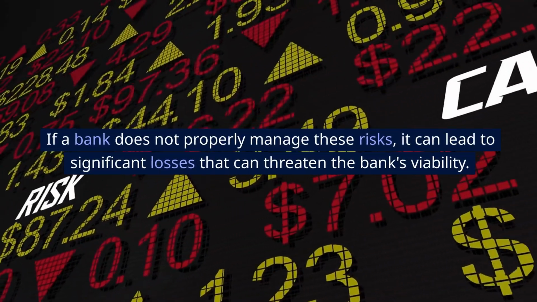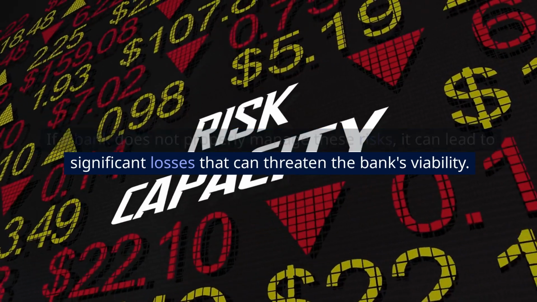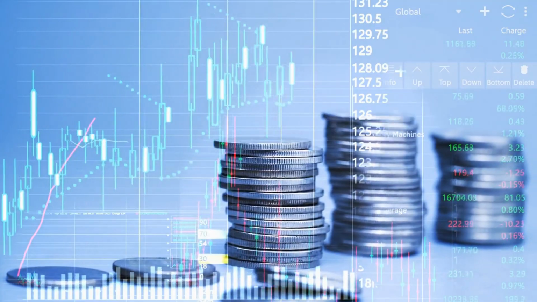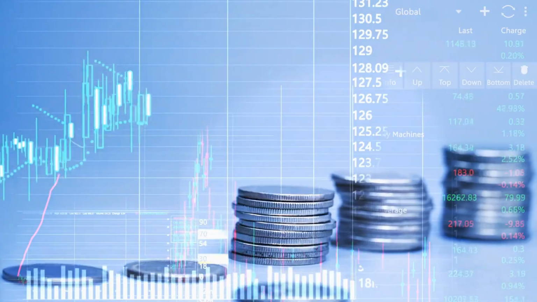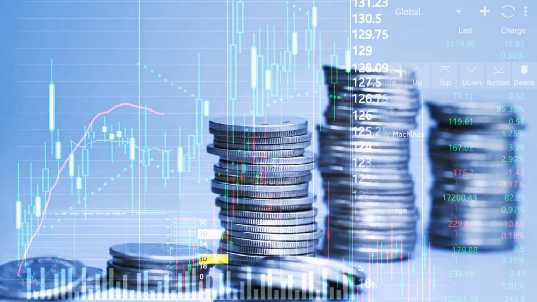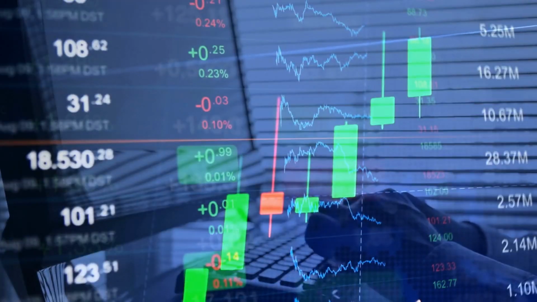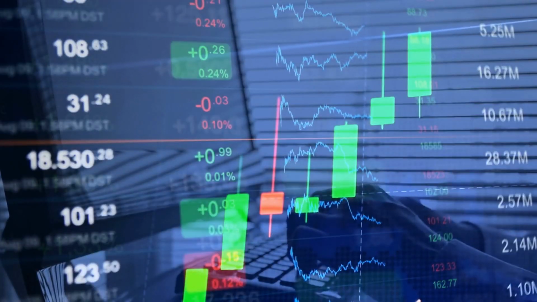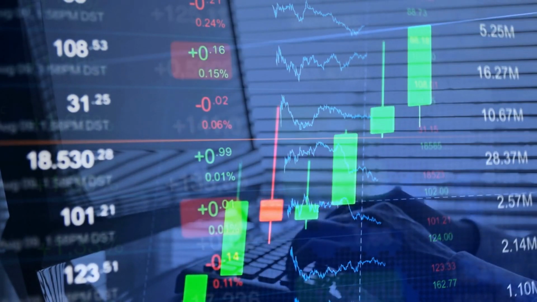If a bank does not properly manage these risks, it can lead to significant losses that can threaten the bank's viability. For example, if a bank takes on too much credit risk by lending to risky borrowers, it may experience a high rate of loan defaults that can lead to significant losses. Similarly, if a bank invests heavily in risky securities or engages in speculative trading, it may suffer significant losses if the market turns against it.